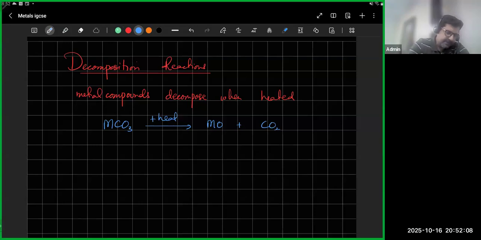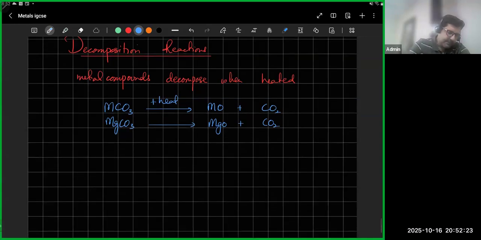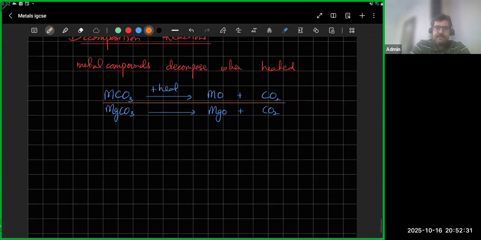So if I have magnesium carbonate, you heat it, it will form magnesium oxide plus carbon dioxide. ठीक है, that's it. So this is the first one. Okay, metal carbonates decompose and they produce metal oxide and carbon dioxide.